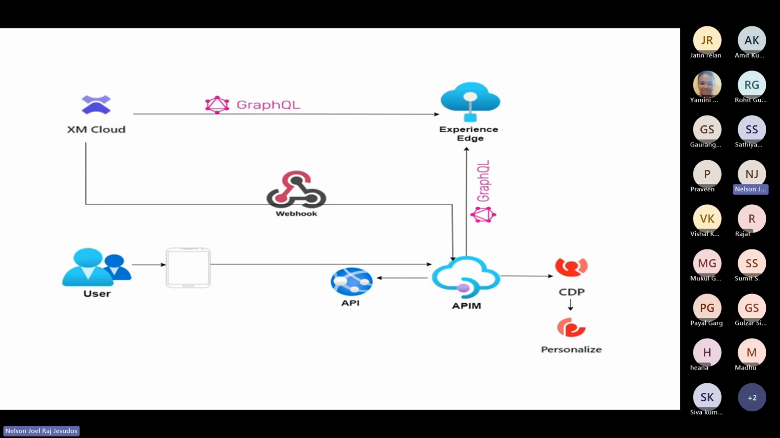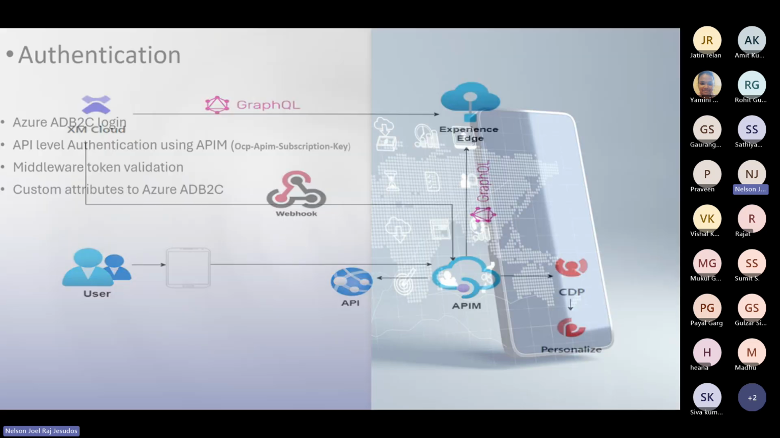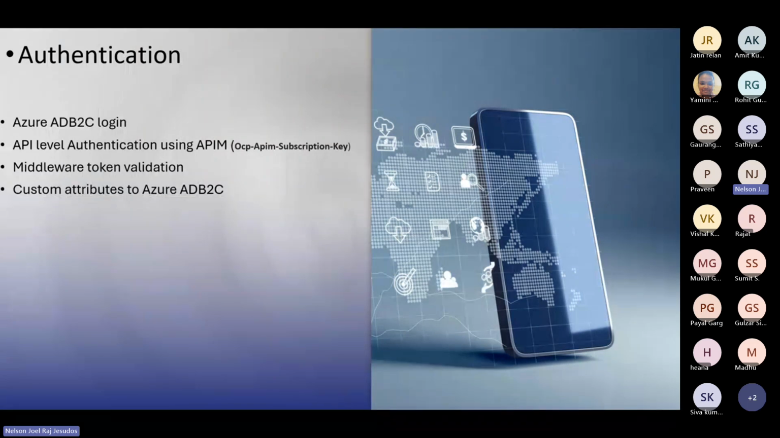And again, Personalize is there, based on behavior or different rules we created. Based on that, we provide personalized content to the user. So this is the overall architecture of the mobile devices. Now we come to the authentication part.